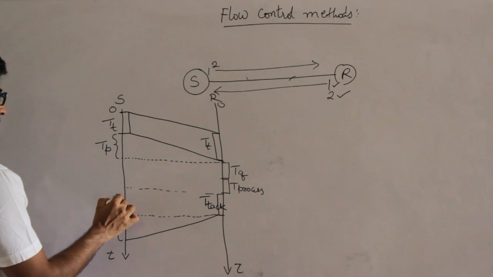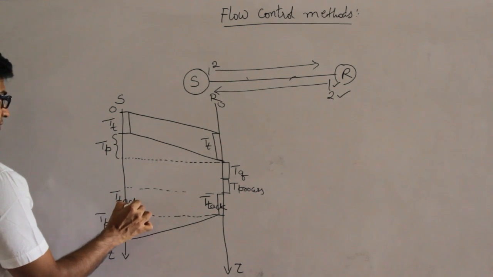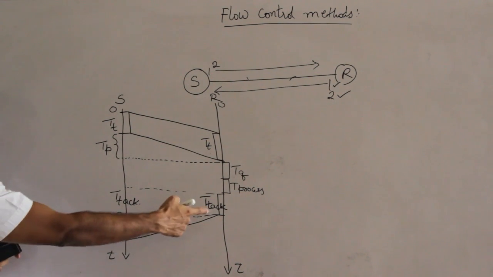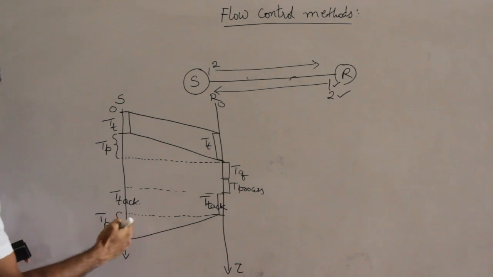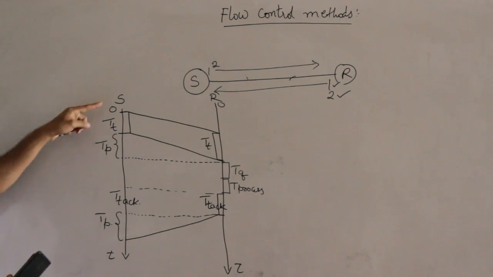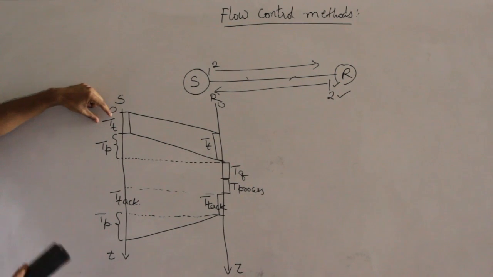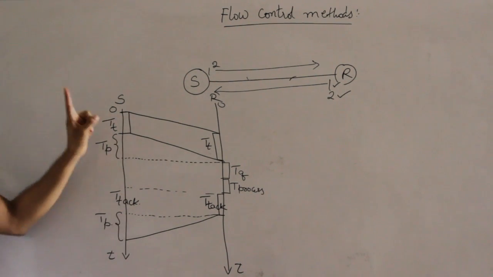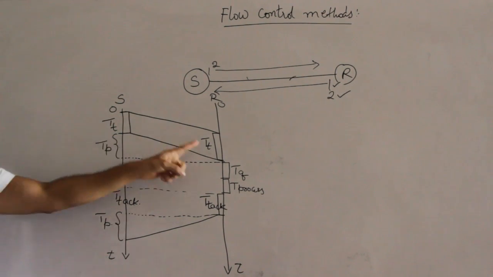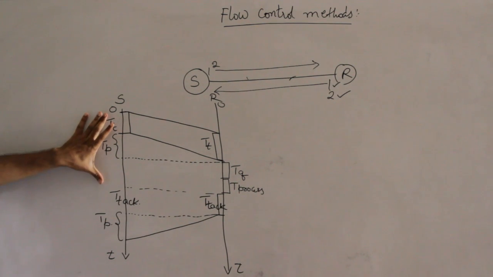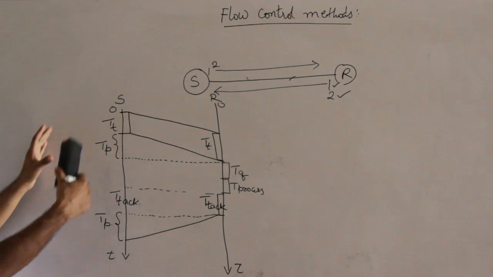Why is this Tt? This Tt is for acknowledgement, and then again the acknowledgement has to come from the other side to this side, therefore Tp. So total time taken if you are using stop and wait in order to send one packet. In this total time we are sending only one packet. One packet is being sent and the acknowledgement is going to be coming back to you. So this is the total cycle time taken to send one packet.